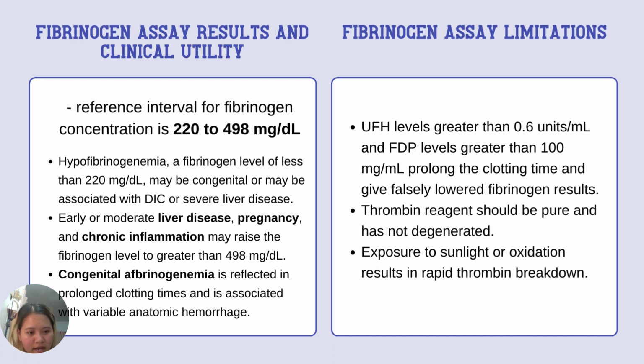For fibrinogen assay limitations, UFH levels greater than 0.6 units per ml and FDP levels greater than 100 mg per ml prolong the clotting time and give falsely lowered fibrinogen results. The thrombin reagent should be pure and not degenerated, and exposure to sunlight or oxidation results in rapid thrombin breakdown.